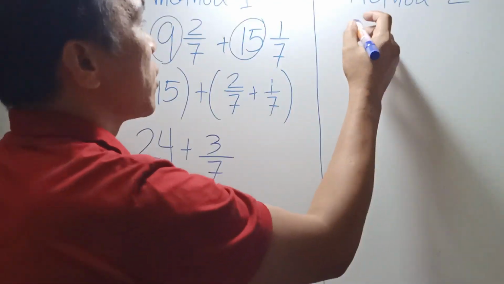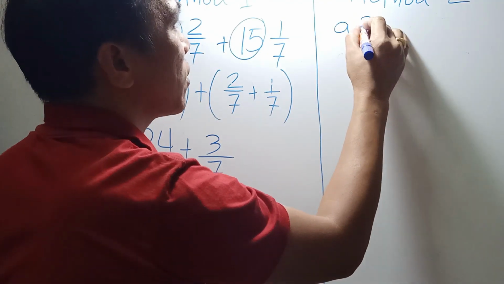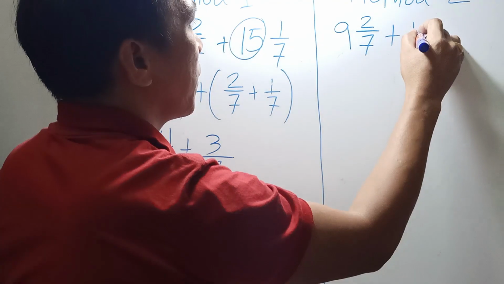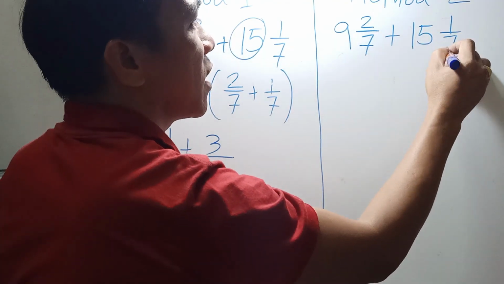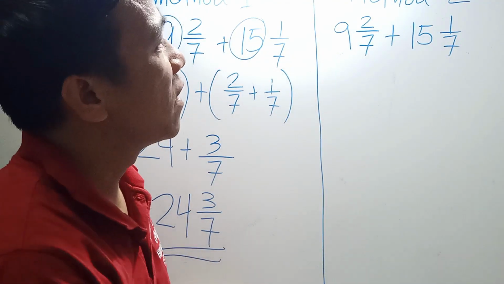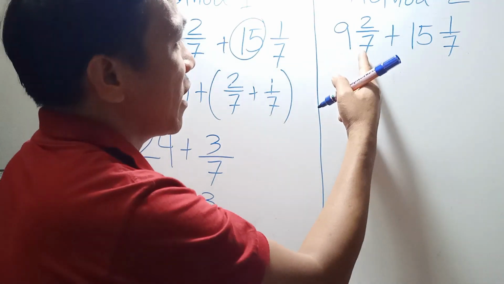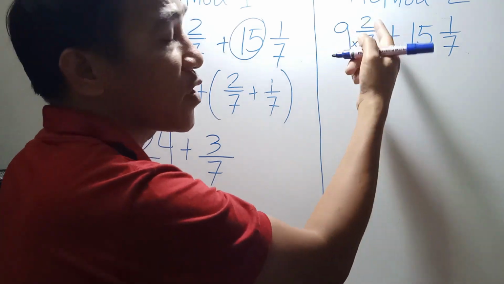While in method 2, let's copy the problem: 9 and 2 over 7 plus 15 and 1 over 7. So in our method 2, we just simply multiply 7 times 9 plus 2.